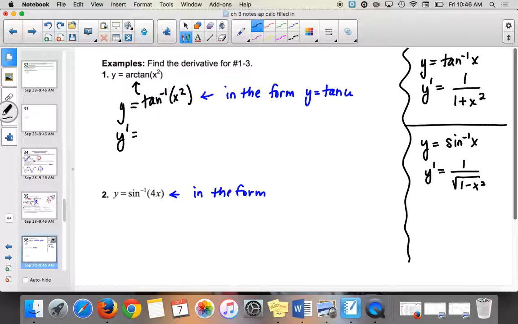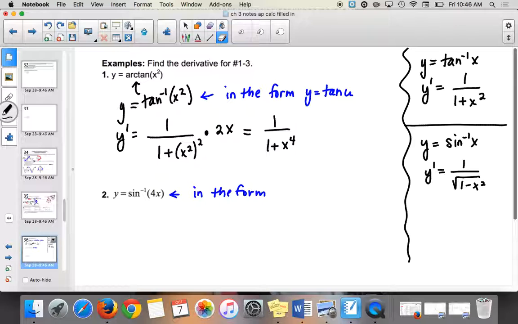Inverse tangent. So it's going to be 1 over 1 plus u squared, so x squared squared, times the chain, so times 2x. So it's going to be 1 over 1 plus x to the fourth, and then times the 2x, so we're going to put the 2x on the numerator.